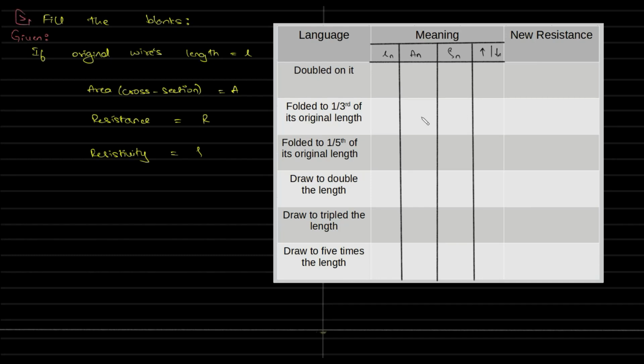Fill the blanks. So the blanks are all over here, in all of these rows. What is given is, if the original wire's length is L, area of cross section is A, resistance is R, and resistivity is rho. So we are looking at what we are doing over here. We are doubling on it, folding to 1/3 the original length, folding to 1/5, and so on and so forth.